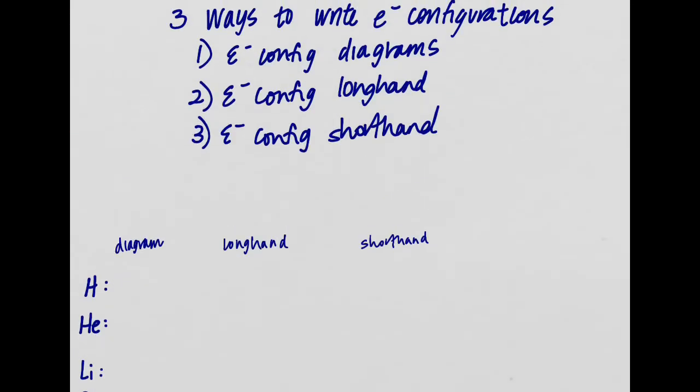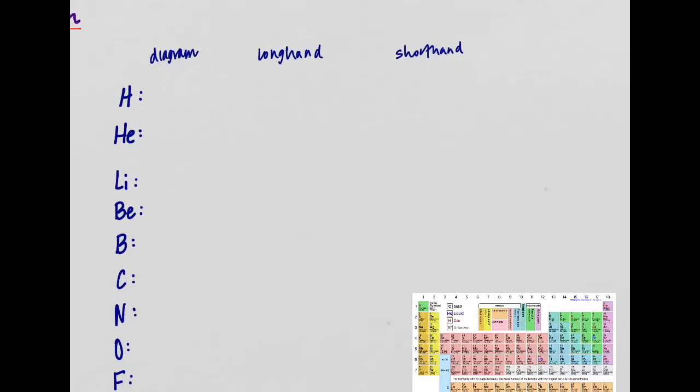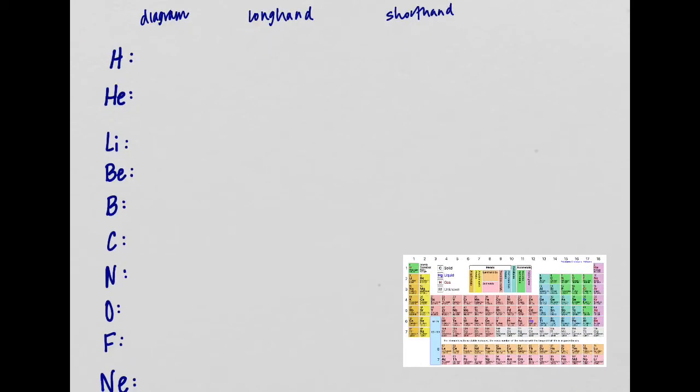So really quickly, remember yesterday I also told you there are 3 ways that we can write electron configurations. We can do diagrams, we can write them longhand, and we can write them shorthand. So today we're going to look at the periodic table and write our electron configurations. We're going to write the diagram, the longhand, and the shorthand. So I'm going to go through, and I'm going to be talking about the 3 rules as I write these. So if it doesn't immediately make sense, don't give up.